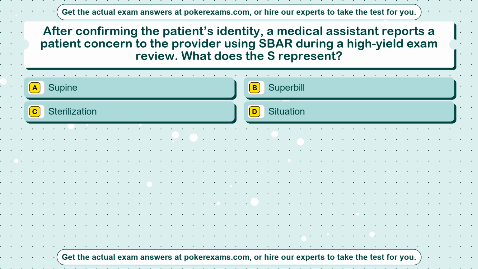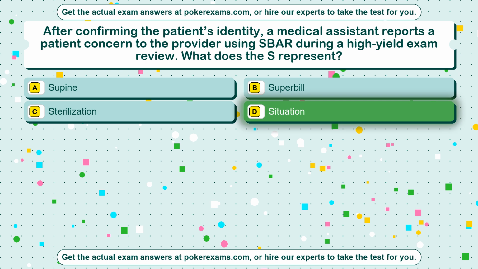Question 83. After confirming the patient's identity, a medical assistant reports a patient concern to the provider using SPAR during a high-yield exam review. What does the S represent? Option A, supine. Option B, super bill. Option C, sterilization. Option D, situation. The correct answer is option D, situation.